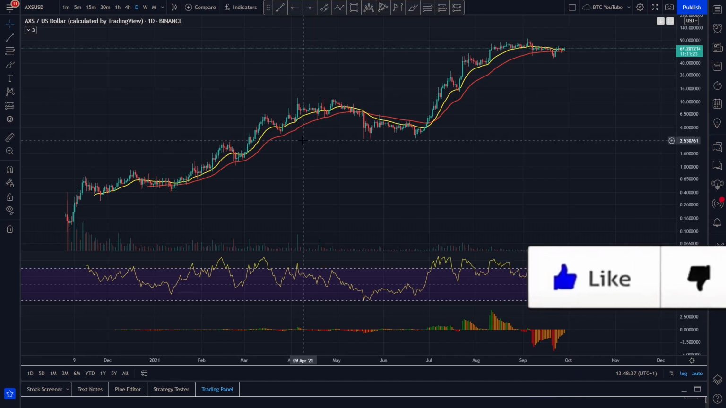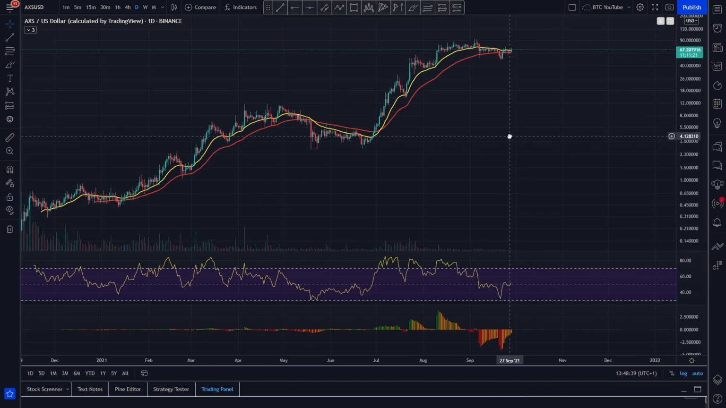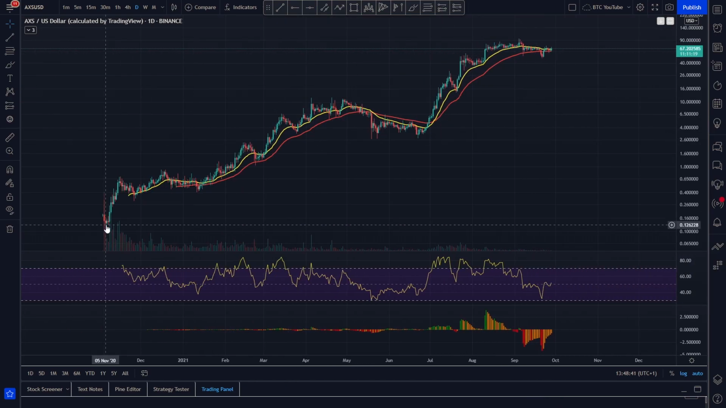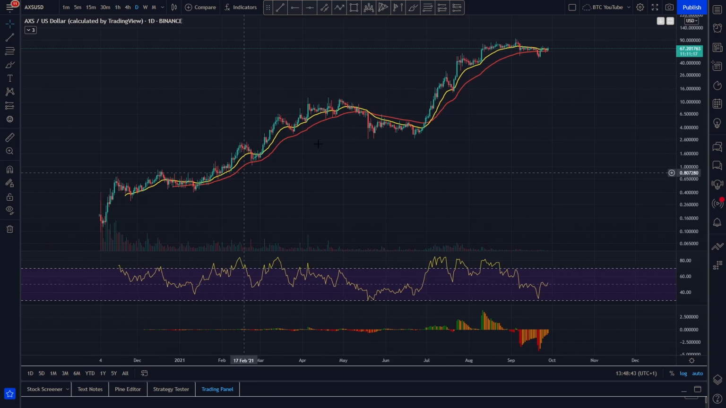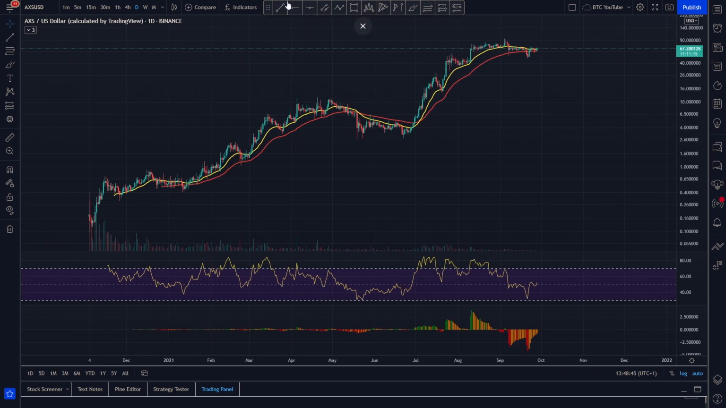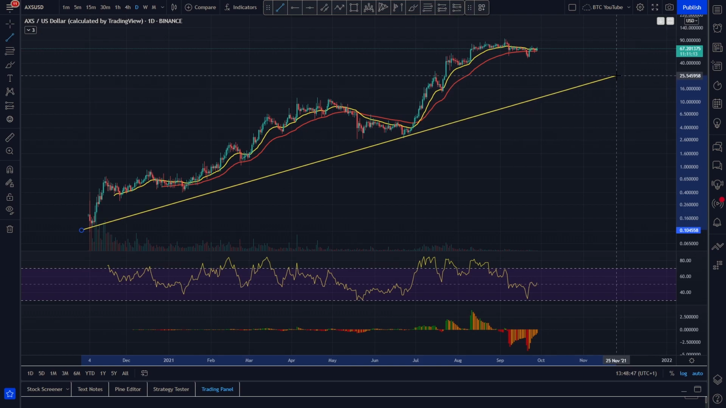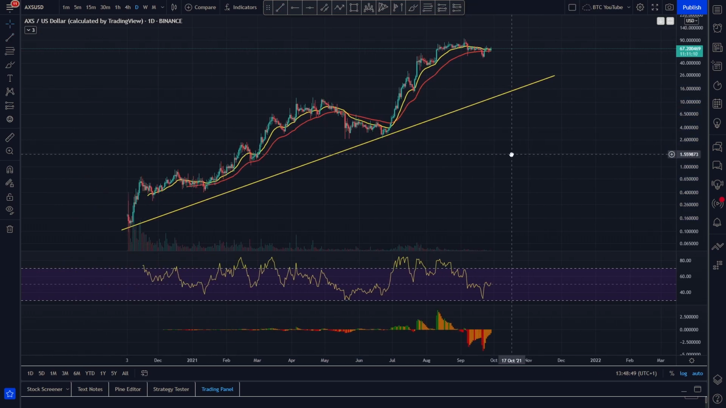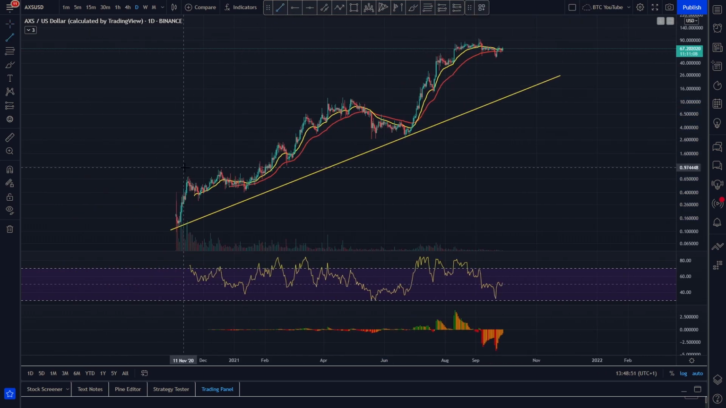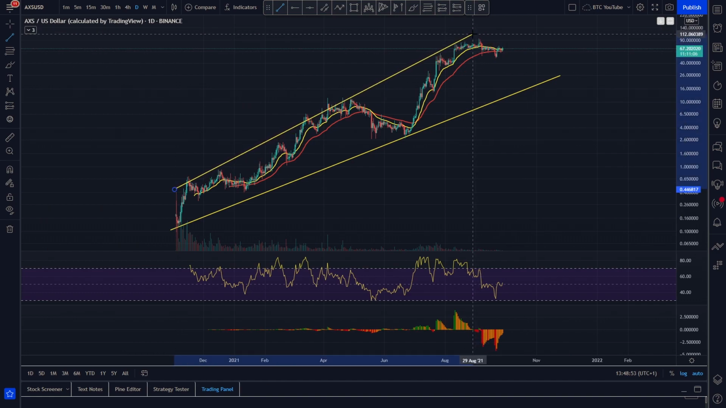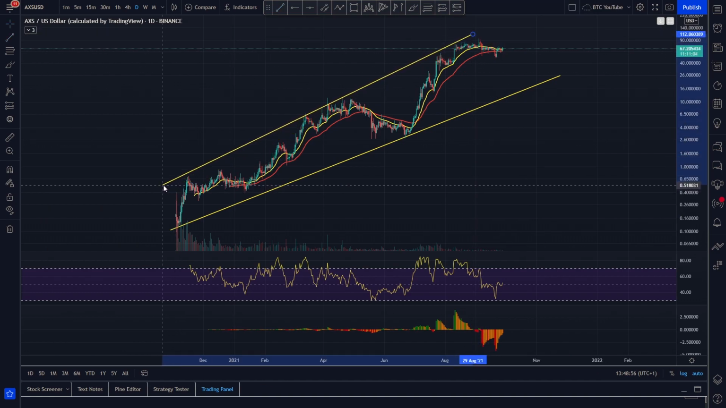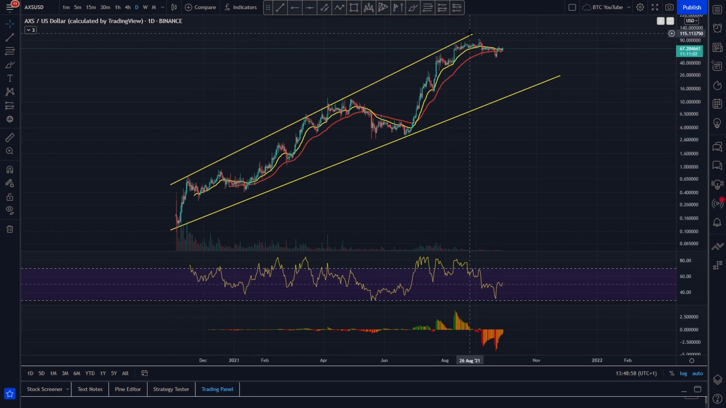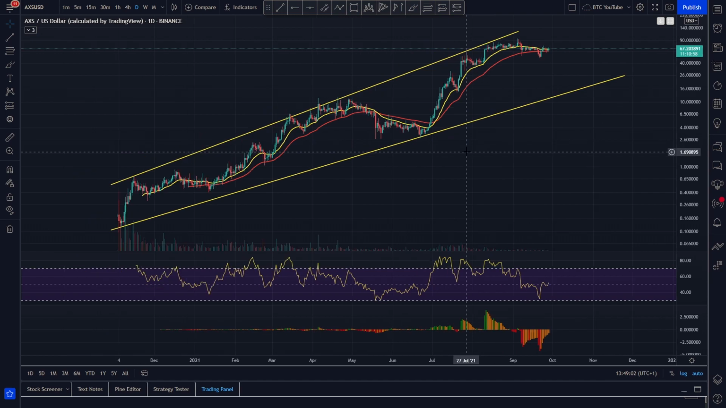So we're just taking a look at Axie Infinity here, and as we can see, it's a crypto that has definitely been on an absolute tear ever since it first released. You could say there's potentially a bit of a macro trend, where we have been heading up, and then we do have a kind of resistance, looking something like this as well. So we're heading up in a channel somewhat over time.